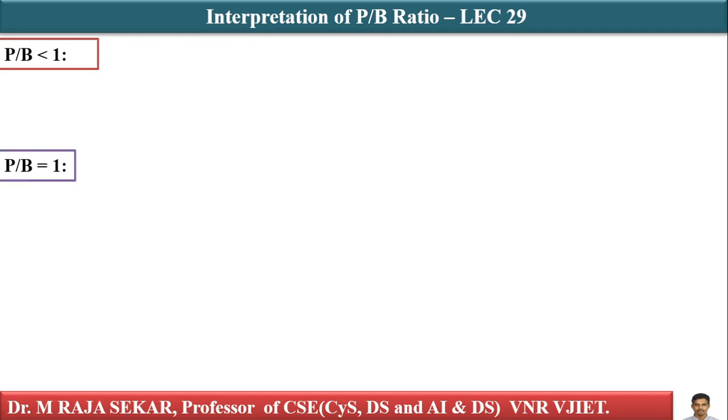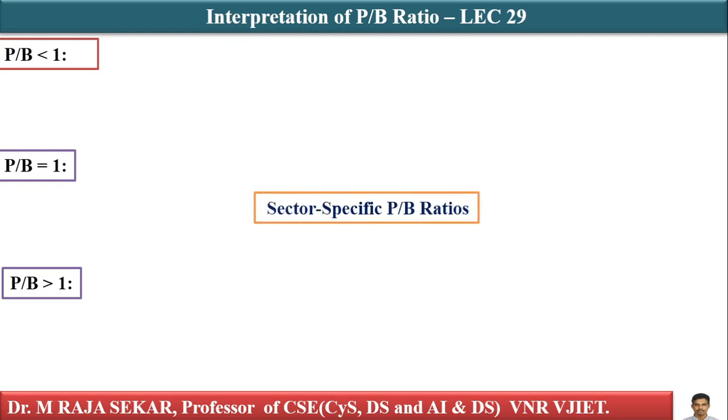What is this P by B equal to 1? The stock is trading exactly at its book value. P by B ratio greater than 1 means the stock is trading above its book value. It indicates the market expects the company to generate higher future returns.